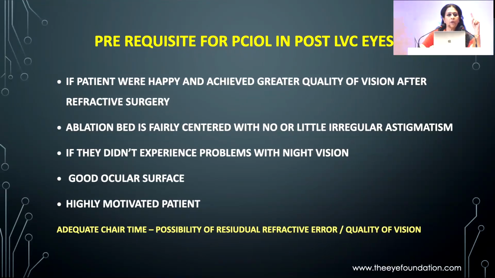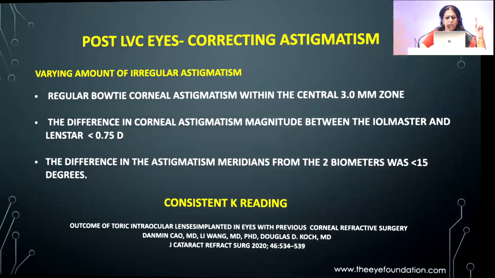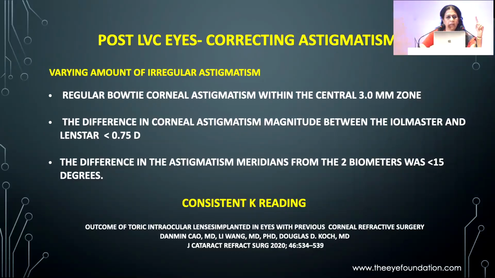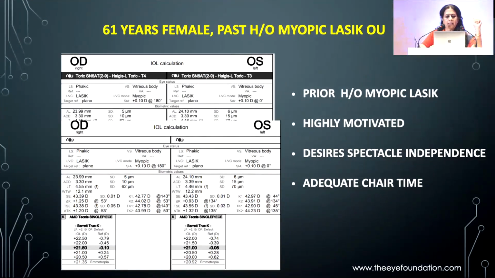What is most important when you're doing a post-LASIK eye is, was the patient very happy with the quality of vision after his refractive surgery? Was the ablation bed fairly centered? No irregular astigmatism? No problems of near vision, night vision? He had a good ocular surface, a very highly motivated patient. Go ahead and put a premium IOL. Of course, you need to do the topography. You need to look at the comparison between different biometers to see there's no irregular astigmatism, there's no difference in astigmatism between the two modalities.